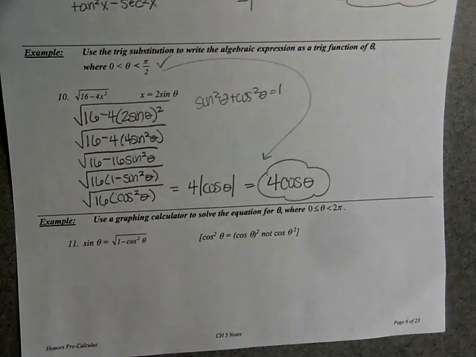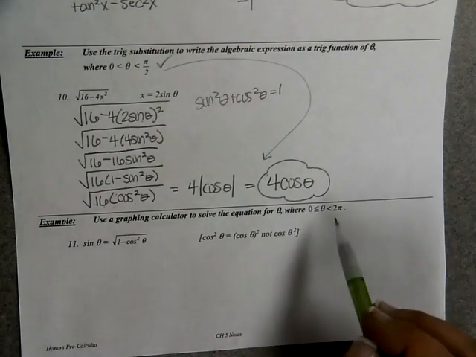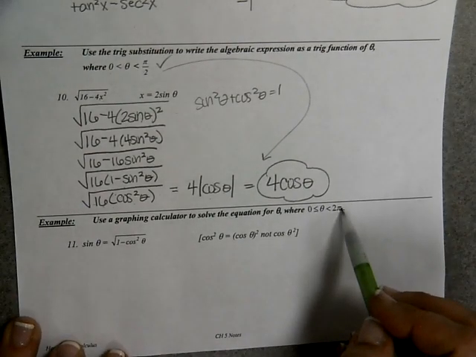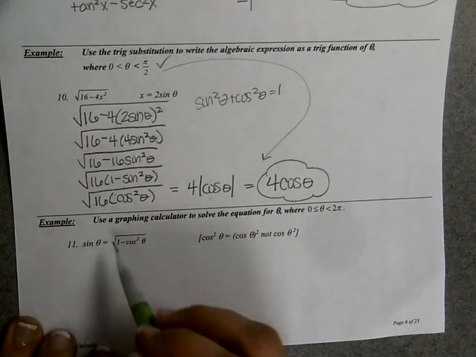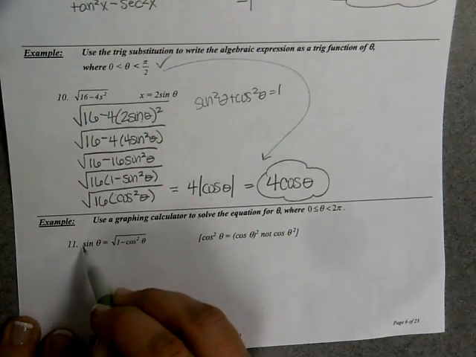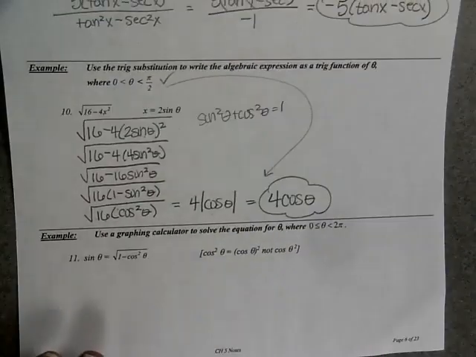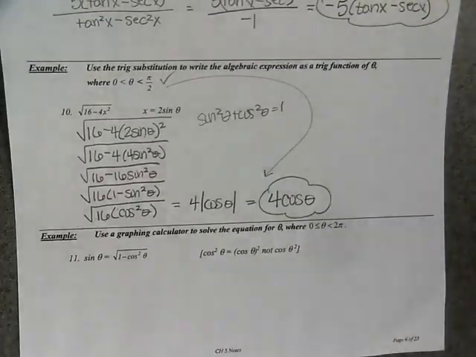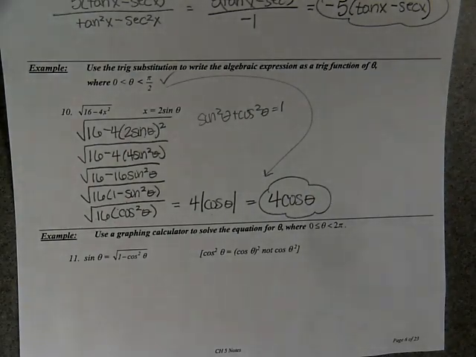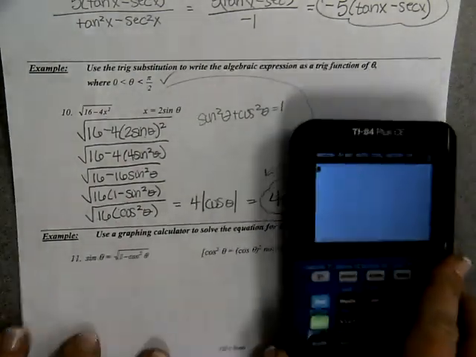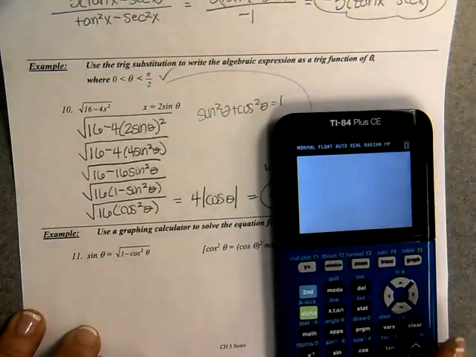The next thing we're going to do is use a graphing calculator to solve this equation for theta, where, again, theta is between 0 and 2 pi. So we can use our graphing calculator. If you want to get the graphing calculator out, let me go grab mine real quick. So we'll grab a graphing calculator.